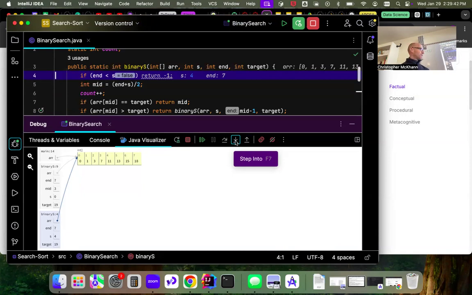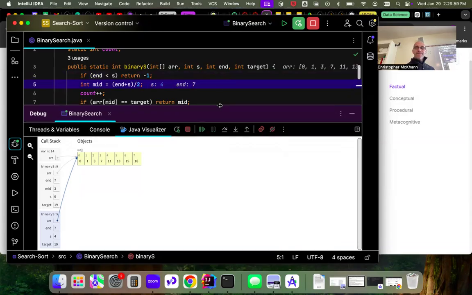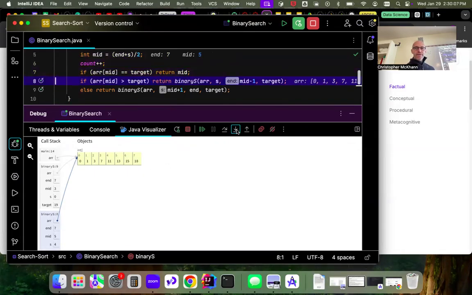So what's my midpoint on this one, everybody? It is 5. 7 plus 4 divided by 2 is 5. Yes. So we get a midpoint of, we go. Hasn't even calculated it yet. Midpoint of 5, right? What's going to happen now?